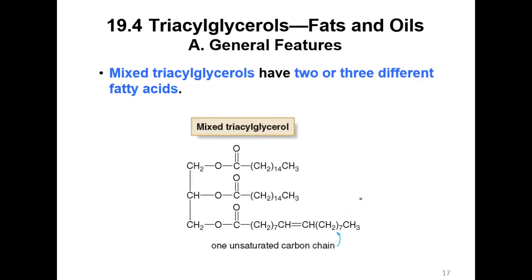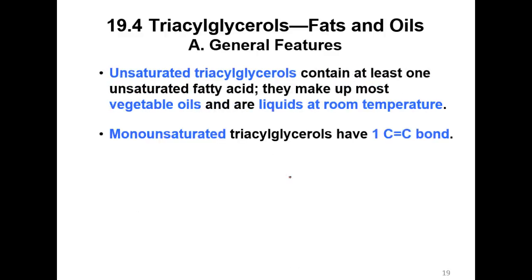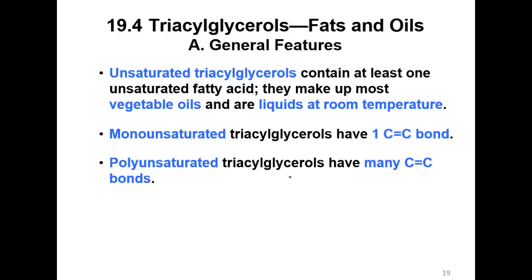All right. You can also have what's called a mixed triglyceride, where you have 2 or 3 different fatty acids. All right. Here's an example of a saturated. Comes from animal fat, room temperature usually. Unsaturated usually have kinks in them. All right, like we said, so they're usually vegetable oils. They are liquids at room temperature.